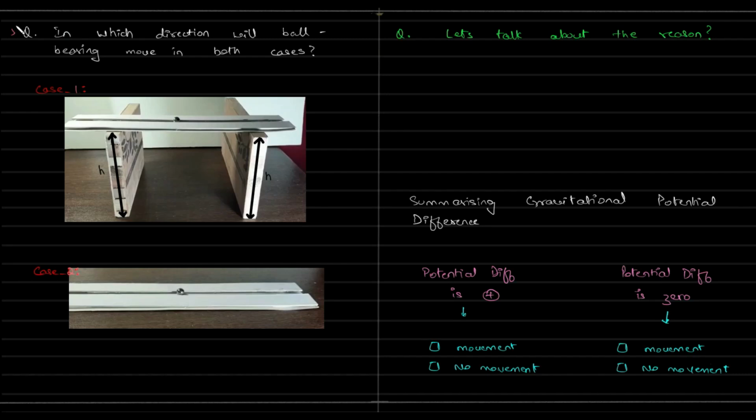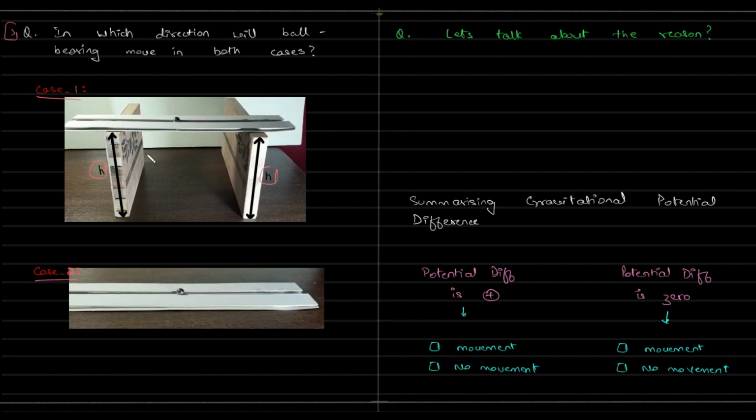Let's explore a bit more about the gravitational potential difference. For that, we are taking up another practical. Here we are using two planks with the same height, a cardboard and a ball bearing. There are two different cases, case 1 and case 2.